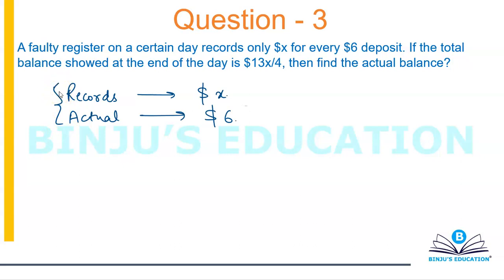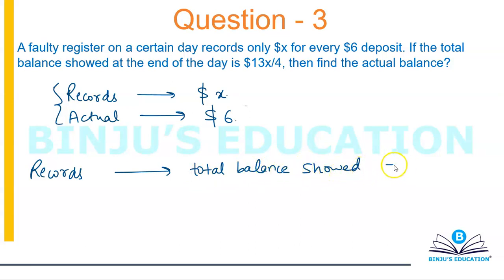What is x? We do not know that. It can be greater than 6, it can be less than 6. You are putting in $6 into the record, but it's showing only x dollars. What is x? We do not know. The total balance showed at the end of the day is 13x by 4. Find the actual balance. So according to the records, the total balance showed is 13x by 4. We need to find the actual balance.